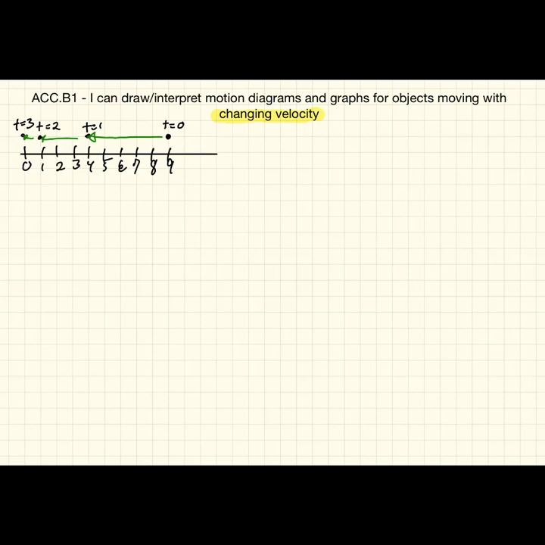So let's go ahead and turn this into our chart. So when we have time, position, and change in position, so 0, 1, 2, 3. At 0, we are at 9. At 1, we are at 4. At 2, we are at 1. And at 3, we are at 0. And so our change between consecutive positions, we have -5, -3, and -1.